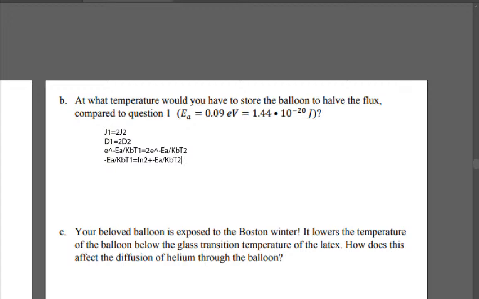Which is something that I need to calculate now. Unless I don't want to. Which could be the answer. So yeah, you can just take it EA over KB of T2 minus T1 there. Sure, why not? That's equal to natural log of 2. Okay.